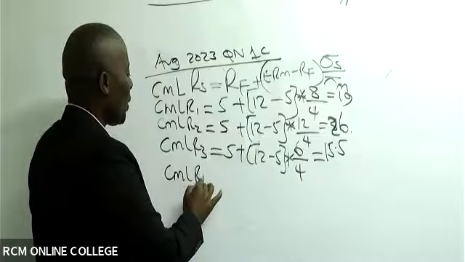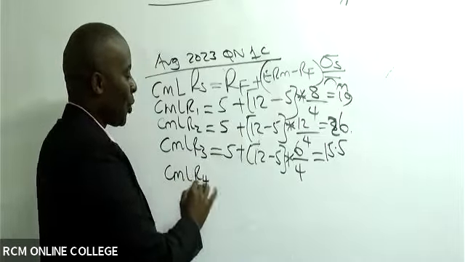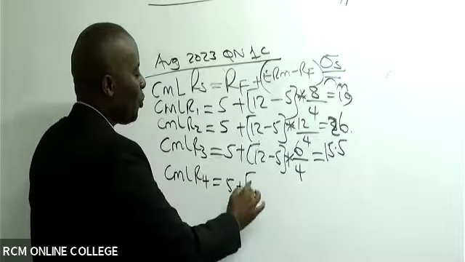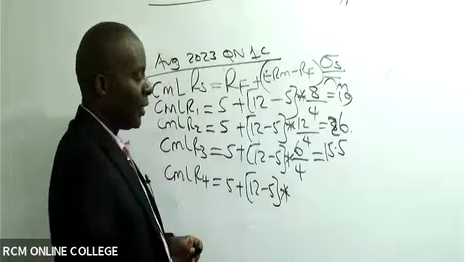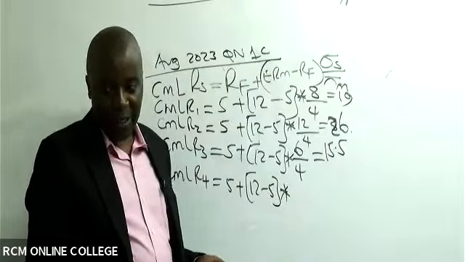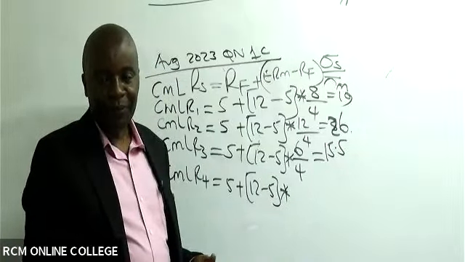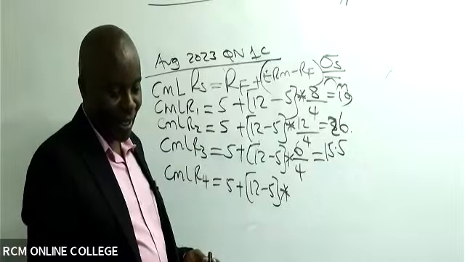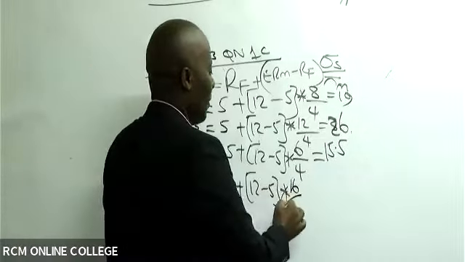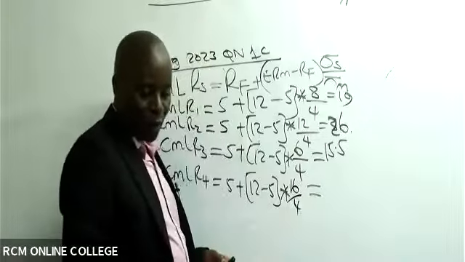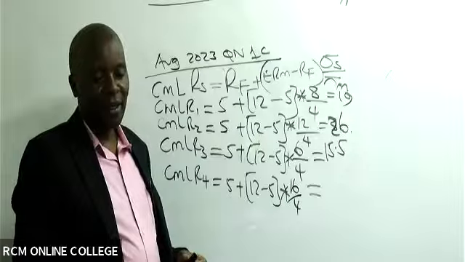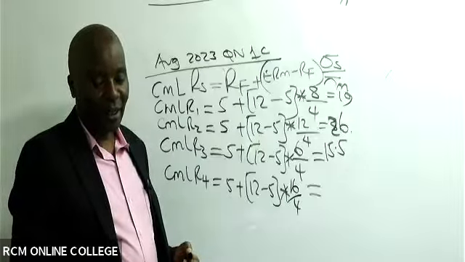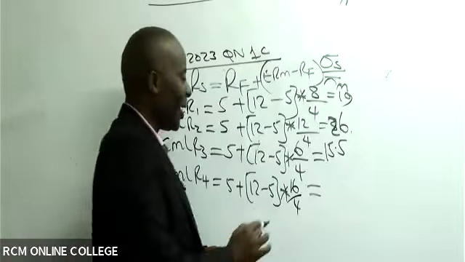For security 4, what is it here? So that will remain 5 plus, in brackets, 12 minus 5 multiplied by the standard deviation of 4. How much is it, you will tell me. 16? 16. So 16 divided by 4, which will end up giving us what figure? 33? Quite high, very high.